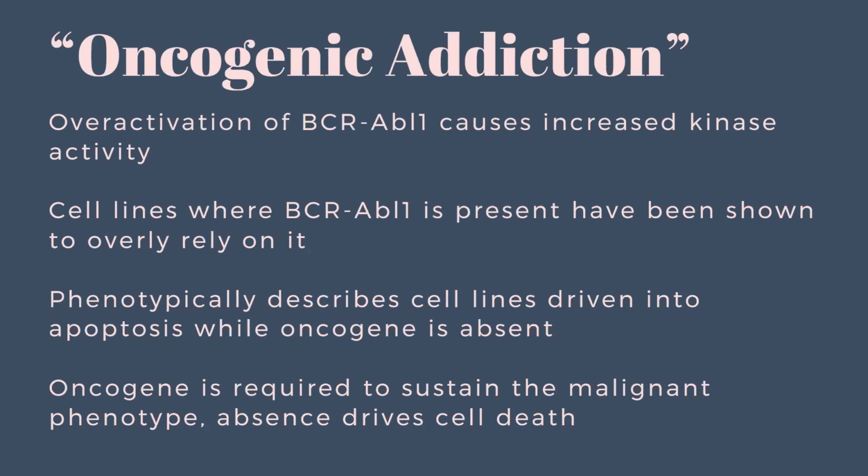Alrighty, so one of the papers, the original paper, references oncogene addiction. And this has to do with the overactivation and overuse of BCR-Abl1 kinase through the affected cells. It's been observed that in cell lines where BCR-Abl1 is present, the cells start to overly depend on it. I got this from a paper. It phenotypically describes cell lines that are driven into apoptosis while the oncogene, in this case BCR-ABL, is absent.